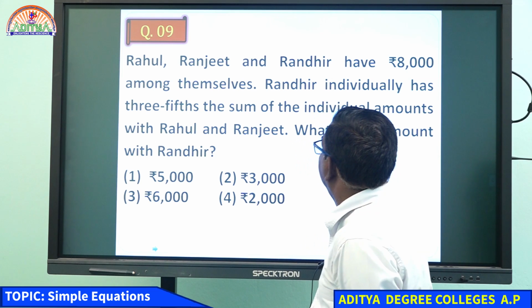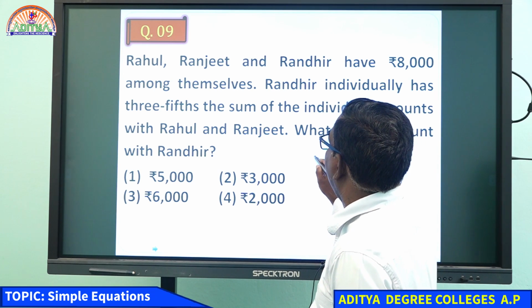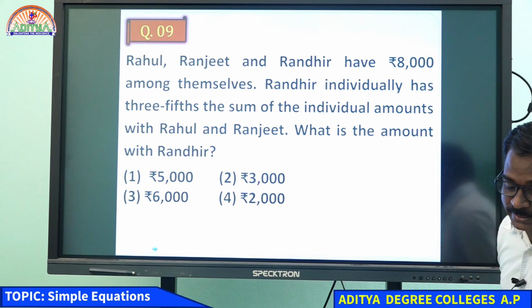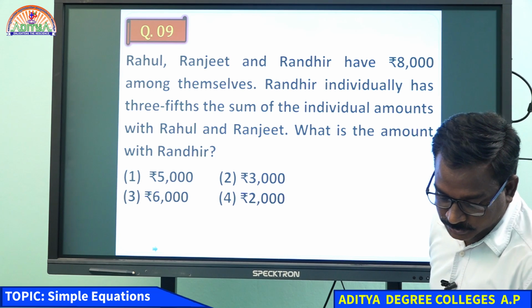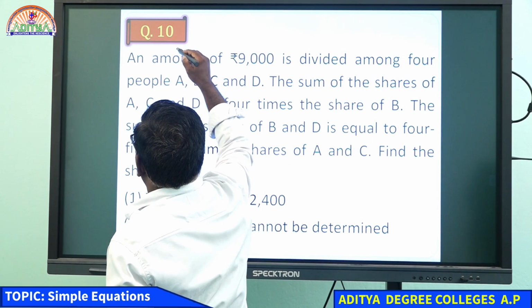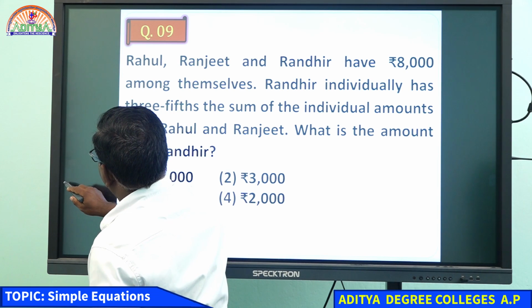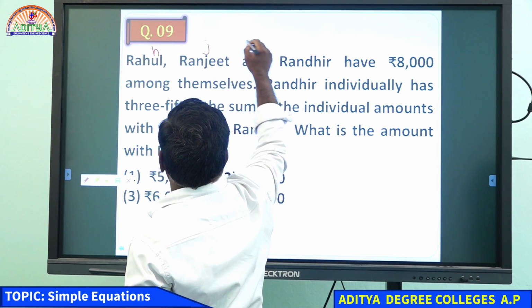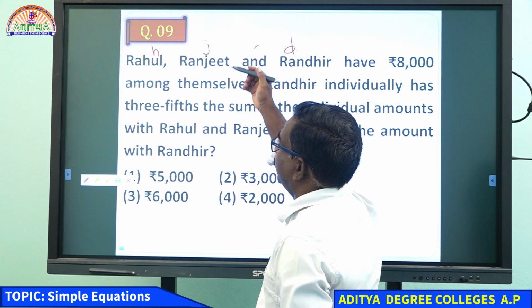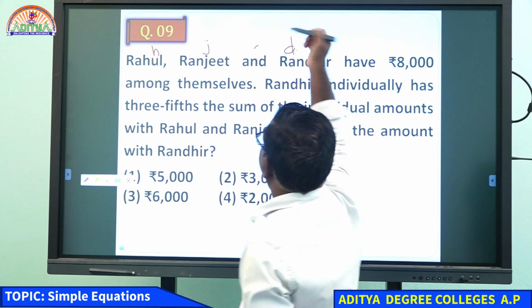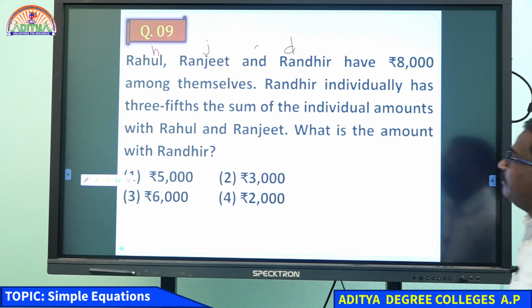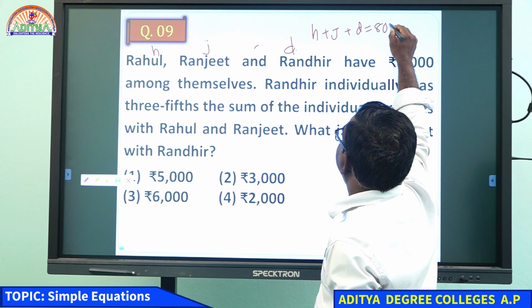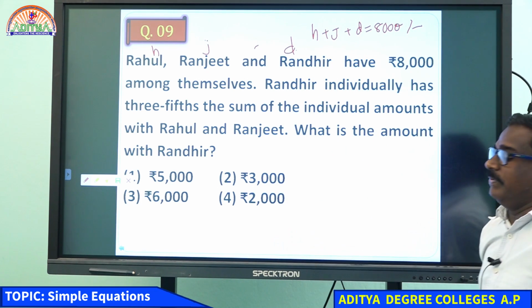Three of them have 8,000. Rahul, Ranjit and Randhir all start with R, so we can take some names. Suppose we take this one as H, this one as J and this one as D. Some letters I took: H, J, D. Three of them have 8,000 rupees, so H plus J plus D is 8,000 rupees. That is the first point given.